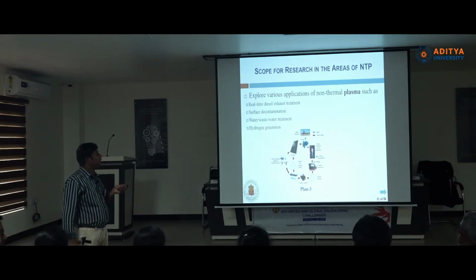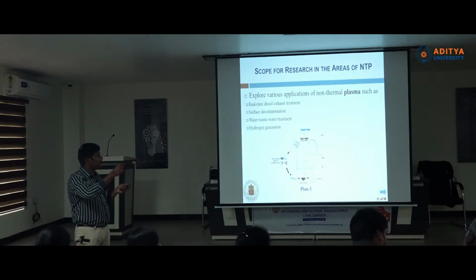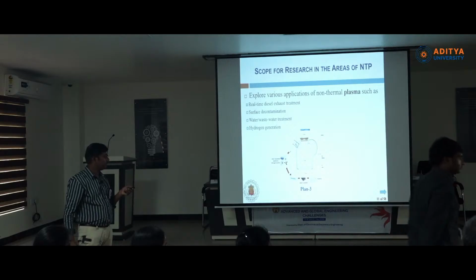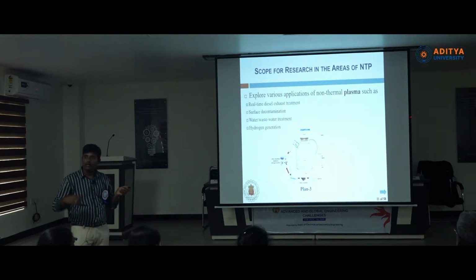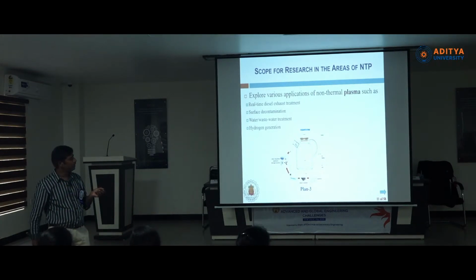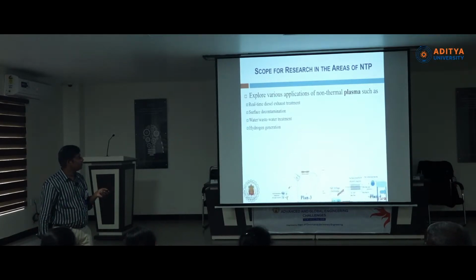Then the reactor you can use for water treatment. A mug of water can be treated by inserting an electrode here, and if you wrap the surface with aluminum foil and ground it, then you can utilize this glass mug as a water treatment unit.